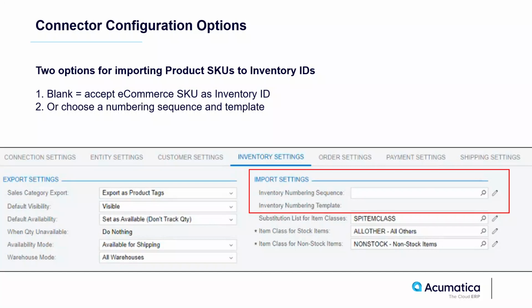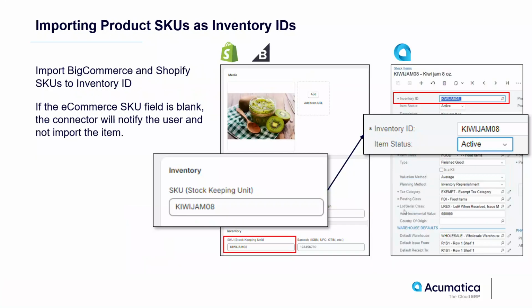And really what that means is you're just going to set a default standard for how to assign an inventory ID to these items. So in this case, as you can see on the left here, we have a Shopify item with the inventory ID. Because this is so similar between Shopify and BigCommerce, I'm just using one picture here. But basically, I'm just showing that you can import those inventory IDs directly. So we have KiwiJam 08 inside the e-commerce platform. That's going to import into Acumatica as the same KiwiJam 08.